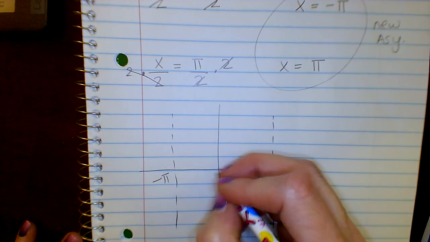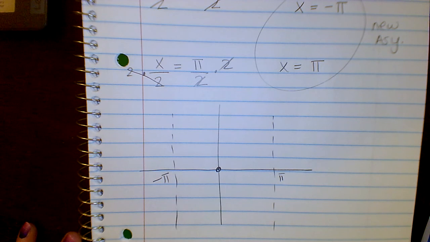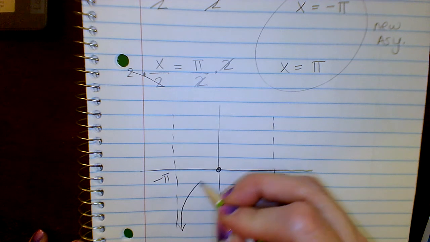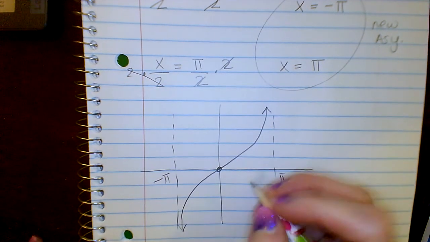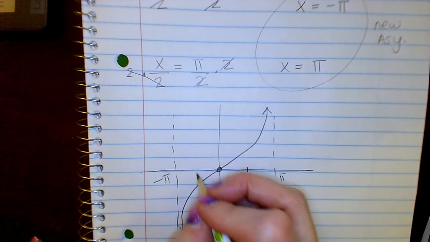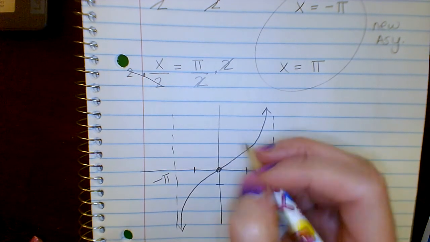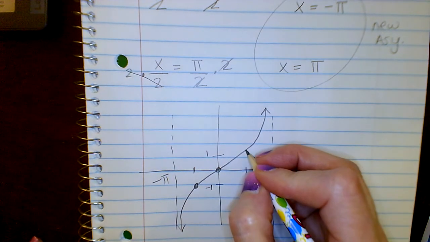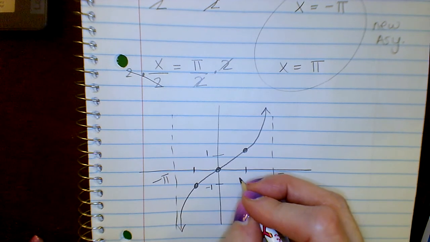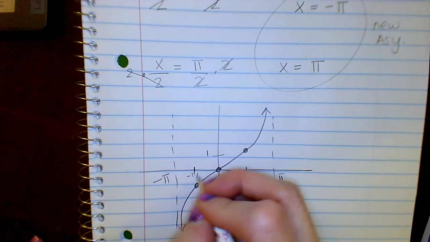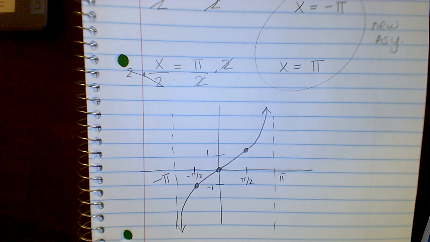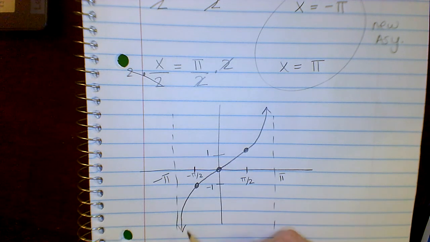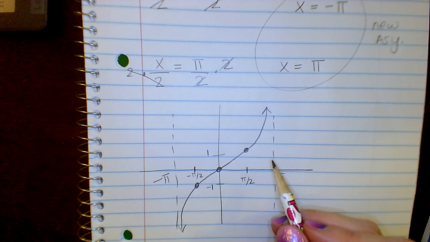Halfway between the asymptotes is the x-intercept. And it's a tangent graph, so it's going to have this little snaky shape to it. This halfway point right here and this halfway point right here are going to be your 1 and negative 1 values. And those are going to be, for this one, pi over 2 and negative pi over 2. I'm not quite as strict about those.